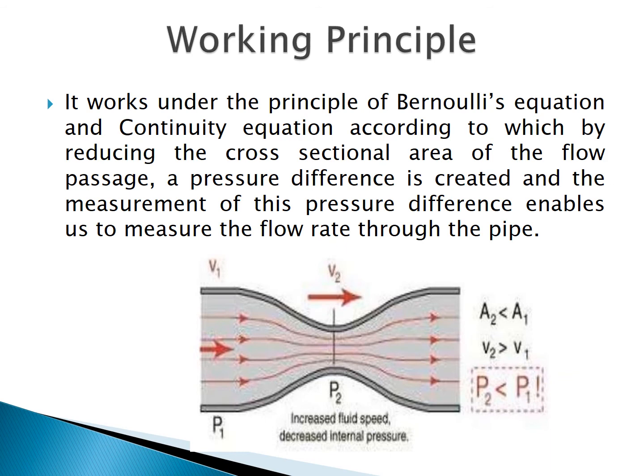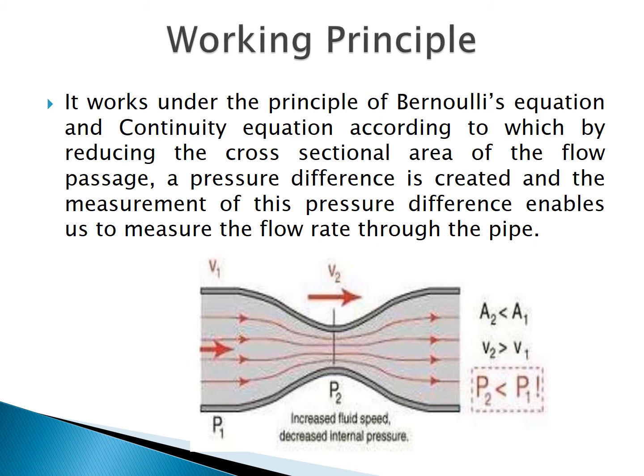And then coming to the working principle, it works under the principle of Bernoulli's equation and the continuity equation, which I have explained just now, according to which by reducing the cross-sectional area of the flow passage, a pressure difference is created, right? Where did we reduce the cross-sectional area? At point 2, at the throat, right? At the throat section, a pressure difference is created, and the measurement of this pressure difference enables us to measure the flow rate through the pipe. And this pressure difference is measured with the help of a manometer, right?